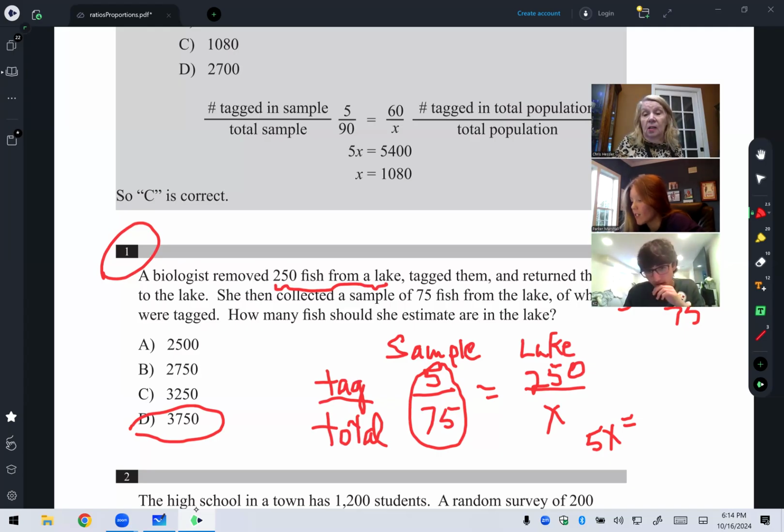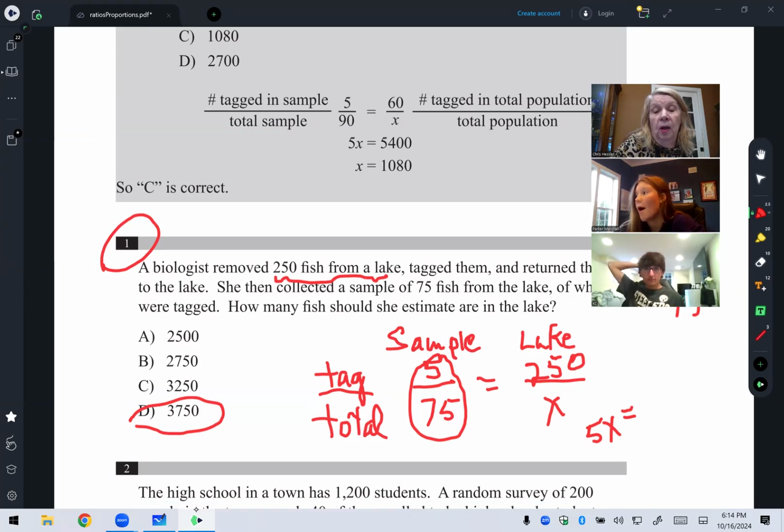Does that make sense? Take a minute to absorb it, because in the whole lake, Jimmy, there's 250 that are tagged. You see that? Okay, we're okay with that, Parker? And Jace? Okay, let's try this one.